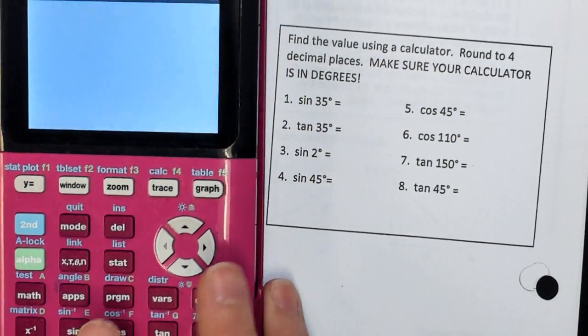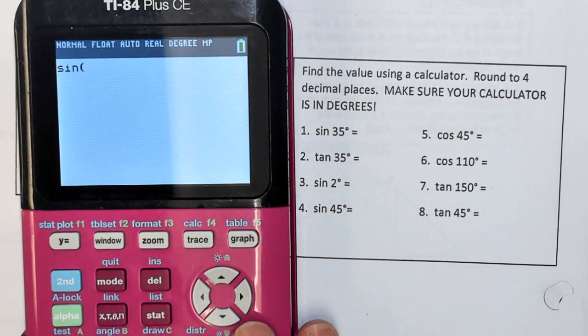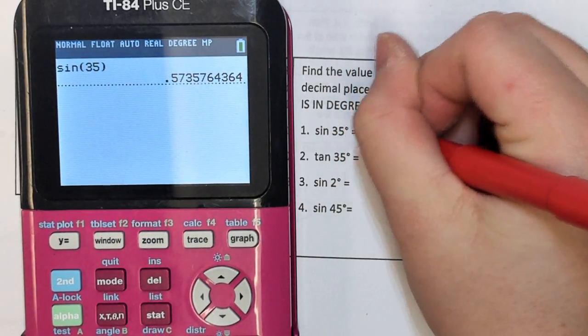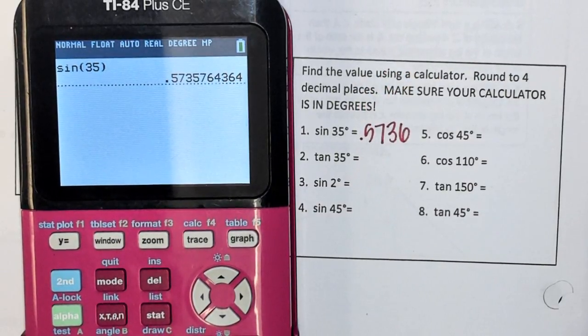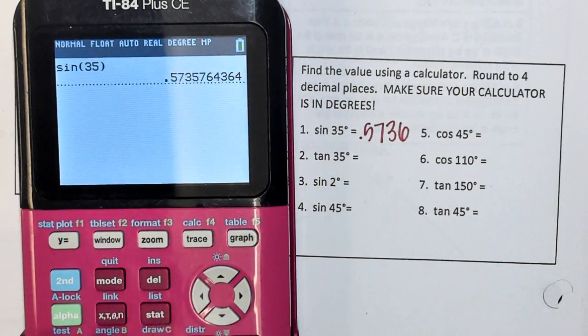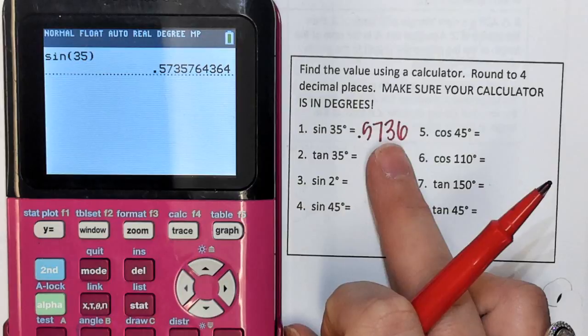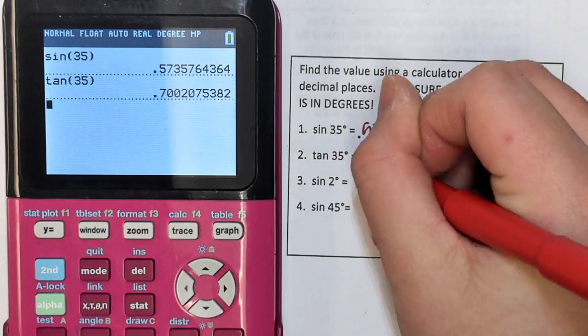Alright, so let's practice. This is just straight sine, not inverse. So press sine, and then plug in this number, 35 degrees, equals, and then it says to round to 4 decimal places, so 0.5736. Okay, we're just practicing using these trig functions on our calculator. So sine of 35 degrees is 0.5736. Tangent of 35 degrees, 0.7002.